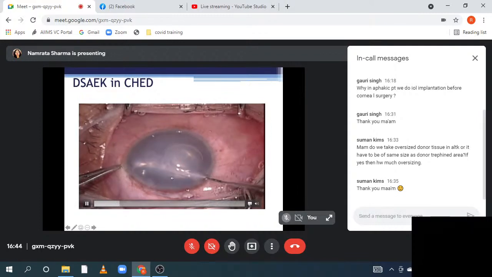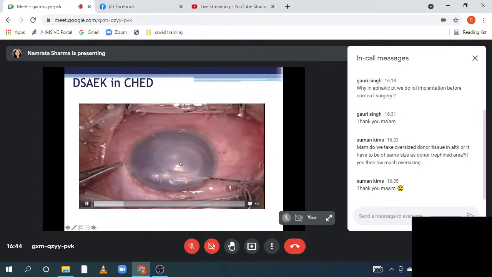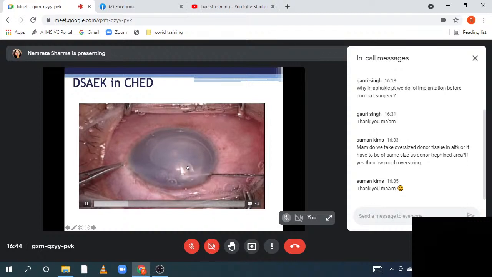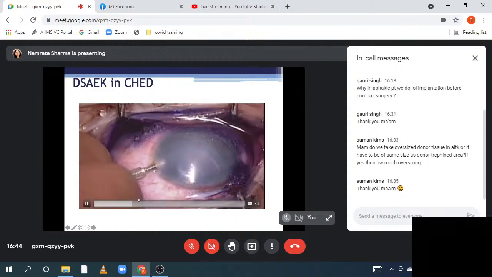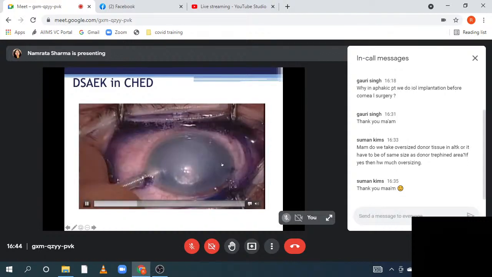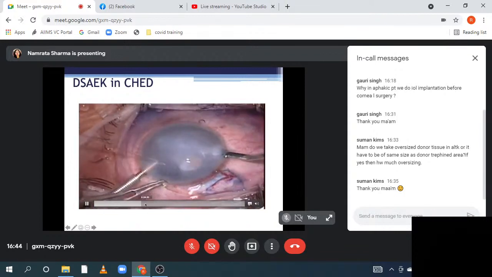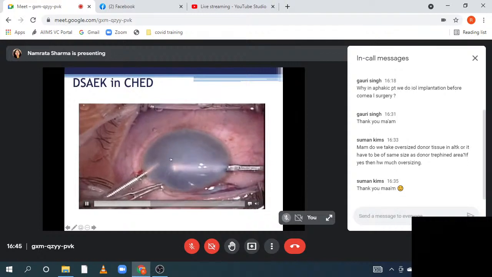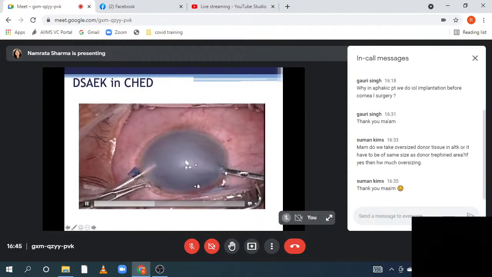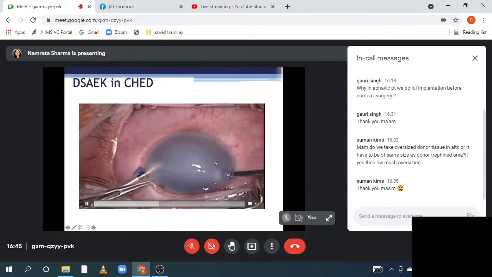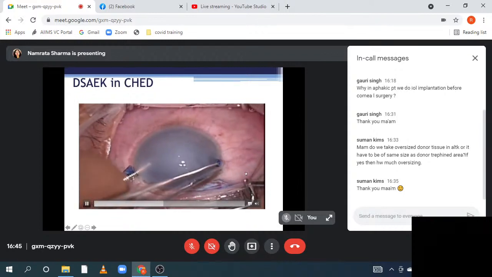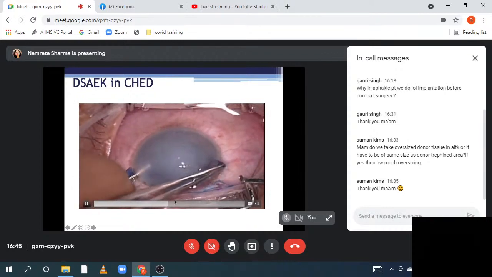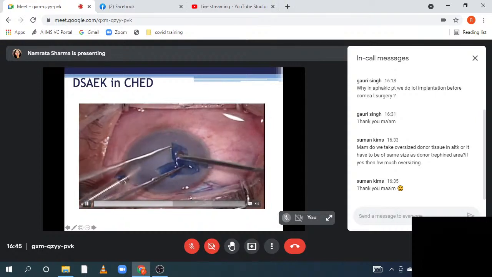Desmetorexis is done. And in this case, we are doing it under air because CHED corneas are really thick. You can see nothing, even if you stain it, especially when you're doing desmetorexis. And then, this is a Desmet's membrane stripper. When you have Desmet's membrane which is quite stuck to the back of the cornea, then you may have to use a dedicated stripper for this. And then notice that this is the Desmet's membrane which has come out.